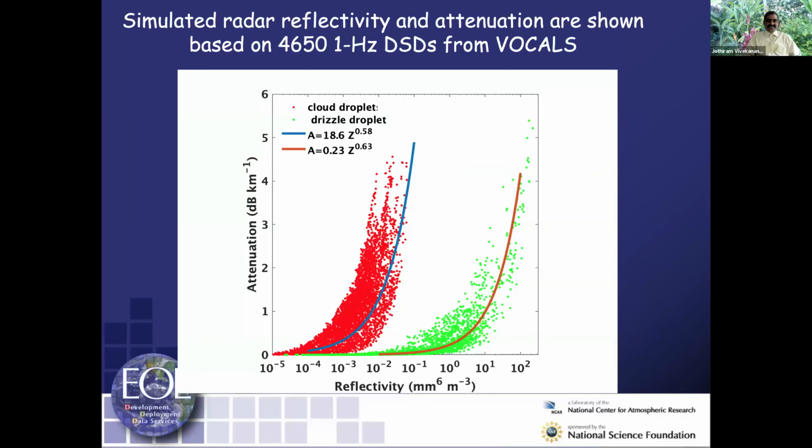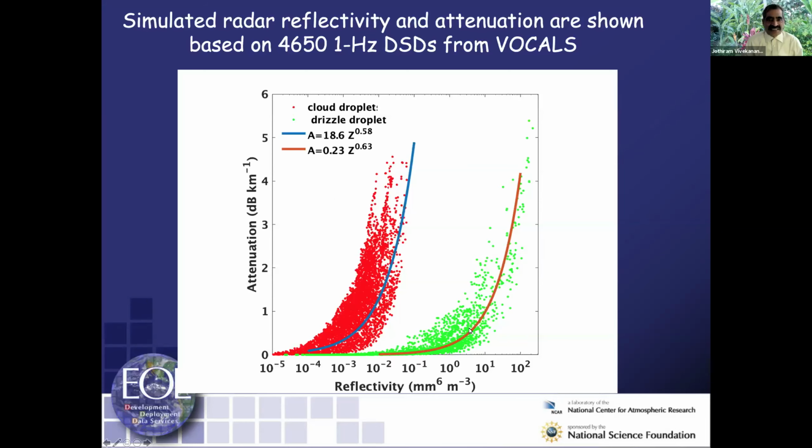The x-axis is dBz. The red dots correspond to cloud droplets, with small dBz values, less than minus 20 dBz. But attenuation is quite large. The blue curve shows 18 times Z power like that.